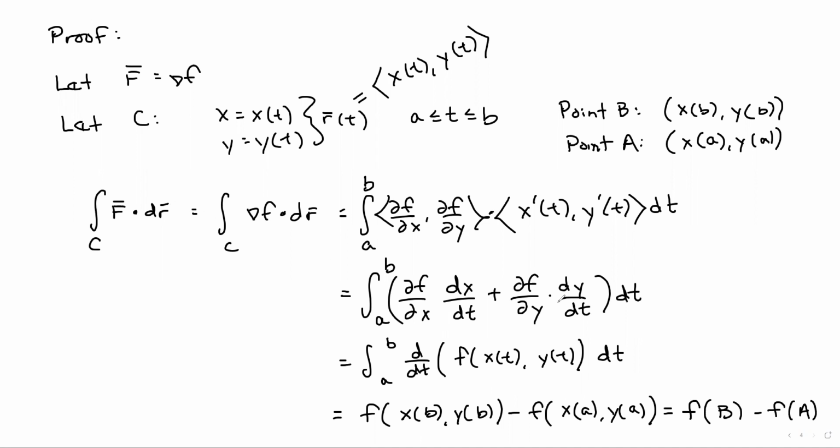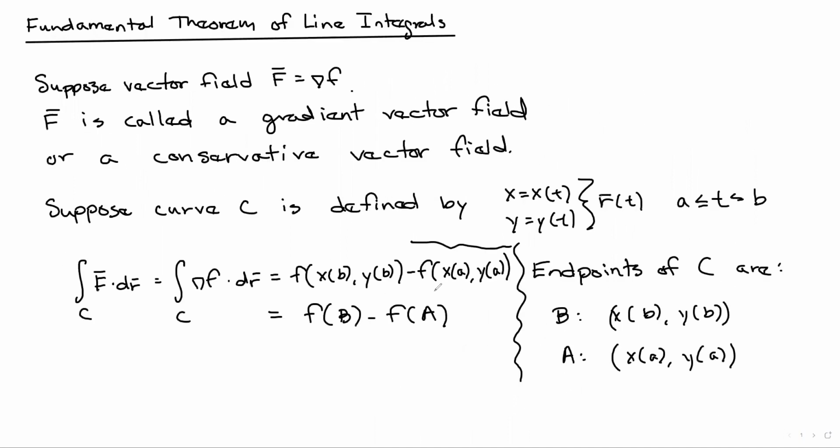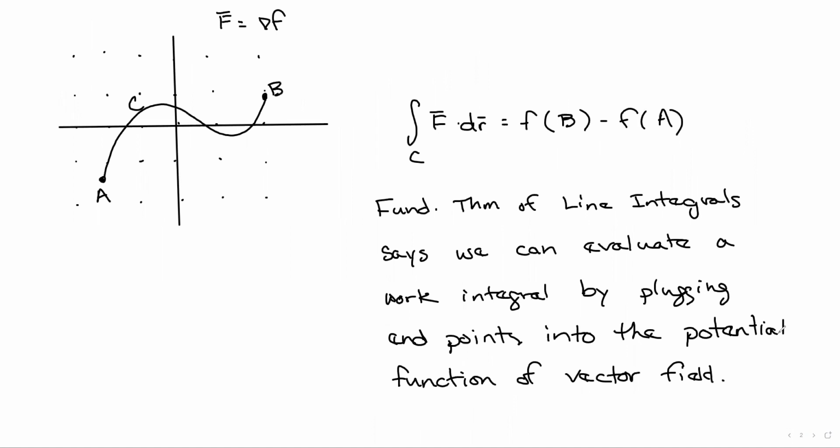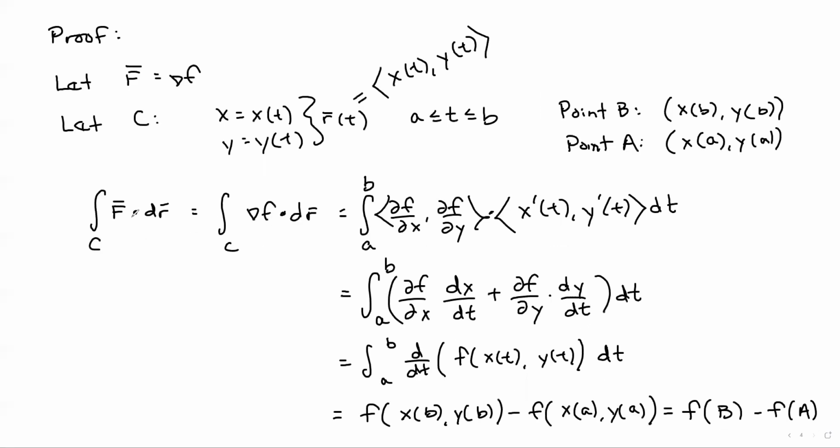And so there's the proof, and that's kind of what I've written a bunch of times: the integral of F dot dr is f of B minus f of A, where B and A are points. There's an example where we actually used point B and point A and plugged them in, so we're being consistent here. Each time, the way you evaluate a work integral using the fundamental theorem of calculus is just by plugging in the endpoints.